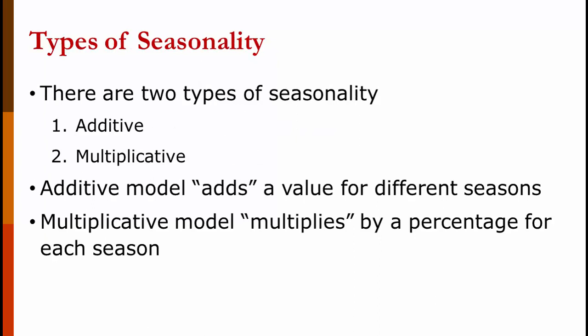There are two types of seasonality, additive and multiplicative. With additive, you always either add or subtract a certain amount depending on the season. With multiplicative, you multiply by a percentage called a seasonal relative for each period. Multiplicative seasonality is far, far more common than additive seasonality, and in fact, most textbooks only address multiplicative seasonality.